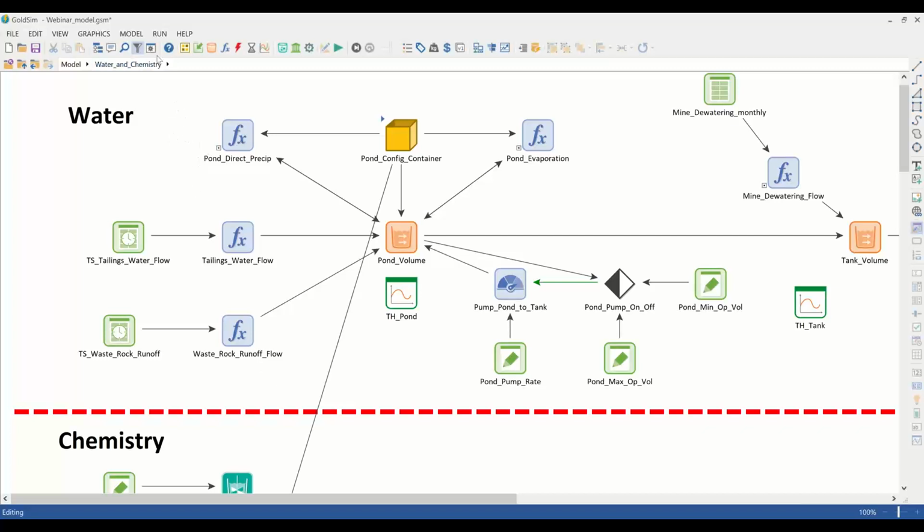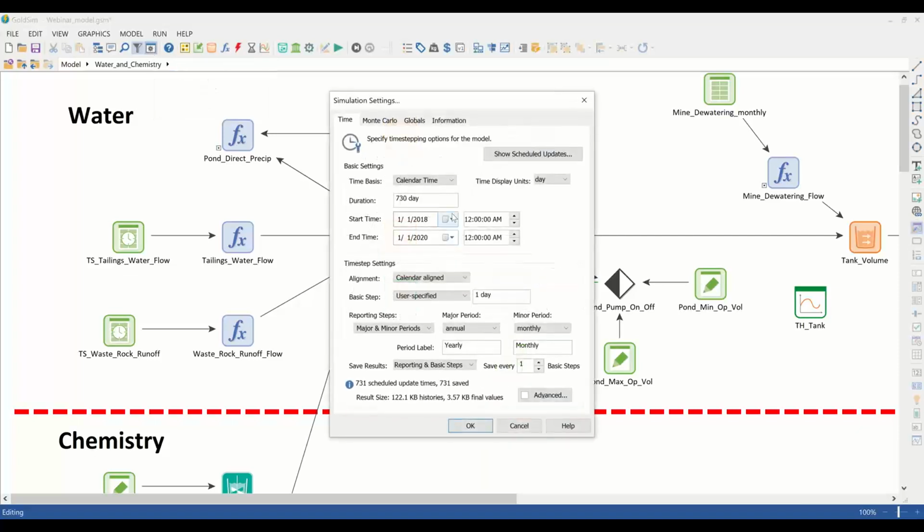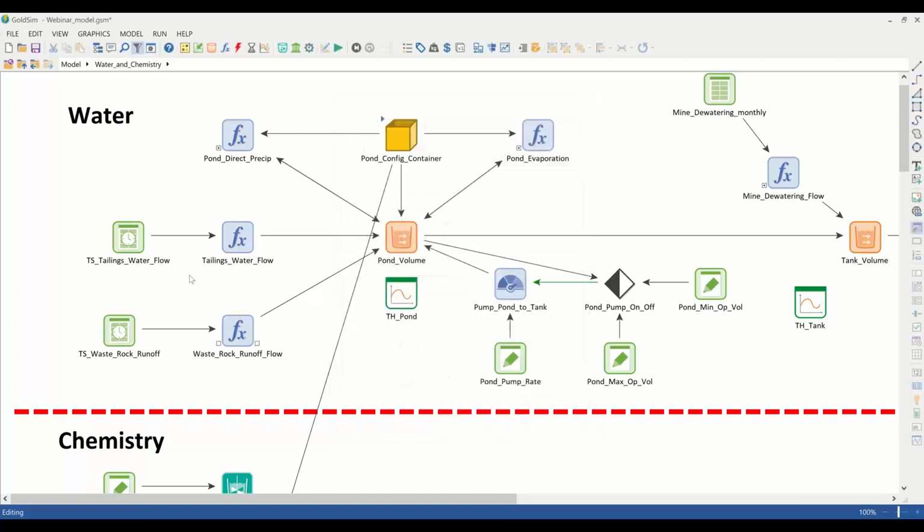I should say a little something about the simulation settings. It is set to 2 years, so there's 730 days at a 1-day time step. And I did set up the reporting steps in case I needed them, and I'm doing those for every basic step, with annual and monthly time periods for the reporting steps. So for the inputs for the water balance, I have a tailings water inflow. This is just a time series for daily data. The waste rock runoff is the daily data as well.